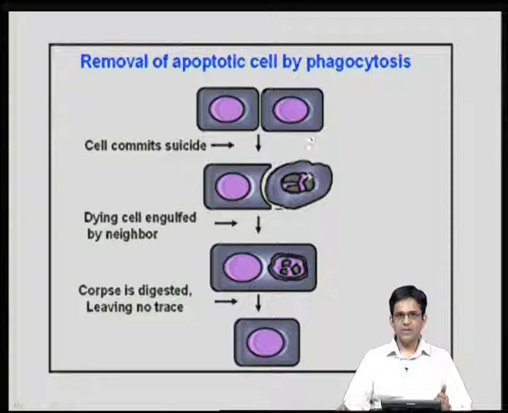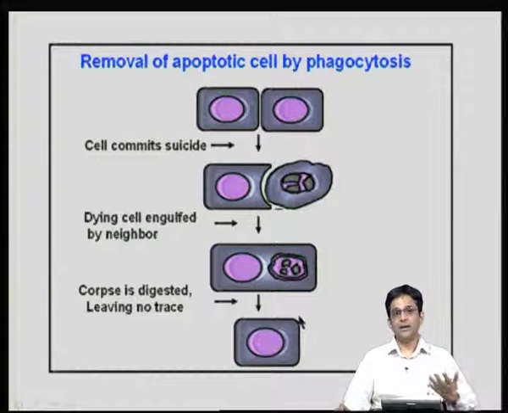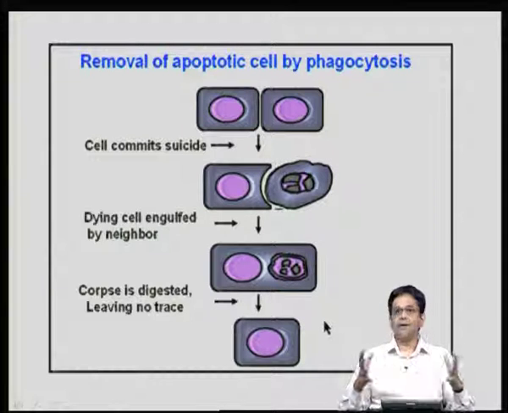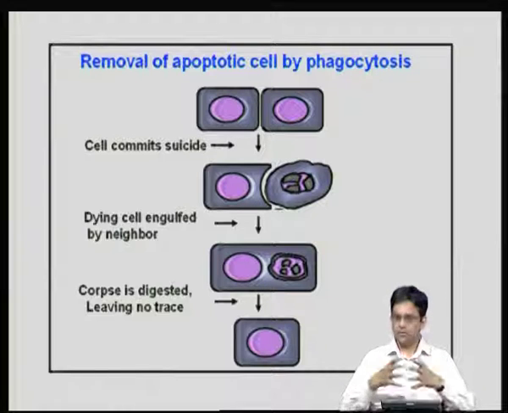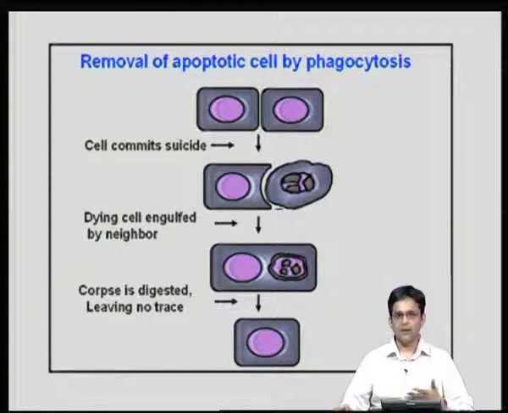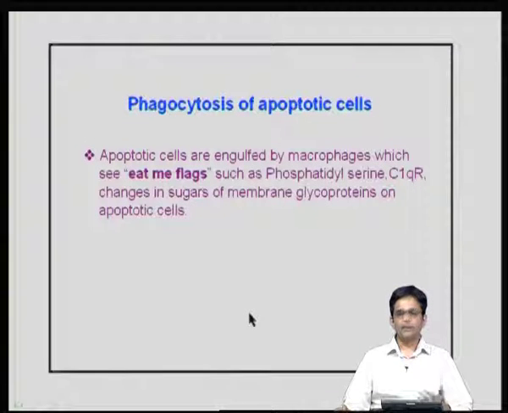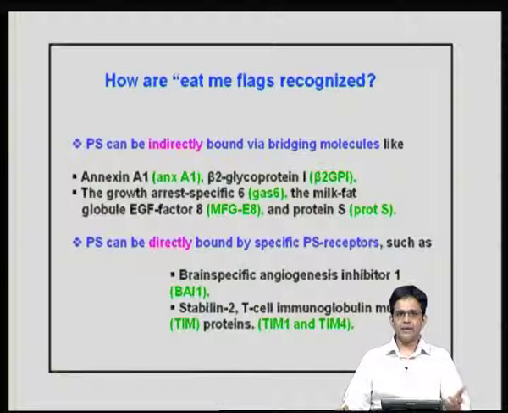This is a sort of a pictorial representation of this. So you have this particular cell that is undergoing death, and this is engulfed by the neighboring cell, and this often happens, and the corpse is digested, and it leaves no trace. So there is no evidence that you have all these processes that are occurring. Okay, and this was mentioned that you have these apoptotic cells which express eat me flags such as phosphatidylserine. You have other ones also that are expressed.